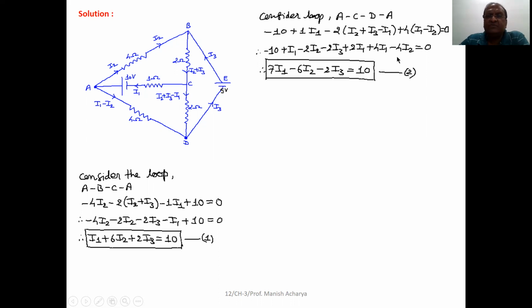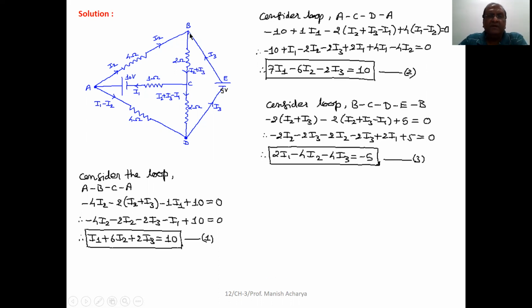Again simplify this one and prepare the equation in terms of I1, I2 and I3. Say this is equation number 2. Now consider third loop, that is B, C, D, E, B. So B to C, you are moving in the direction of the current I2 plus I3 through 2 ohm resistor. So minus 2 into (I2 plus I3), the potential difference is taken.